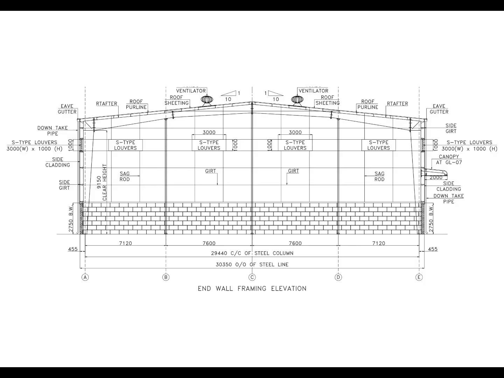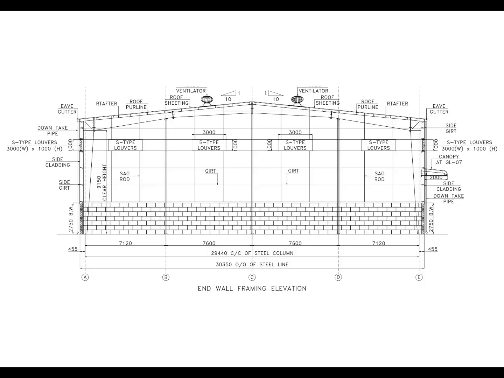Also observe the surrounding framing. The elevation contains the main steel framing, horizontal girts, roof-related members, louvers, side cladding, and the masonry portion at the bottom. The drawing also shows a clear height of 9,150 millimeters, along with the grid and dimensional information for the end wall.